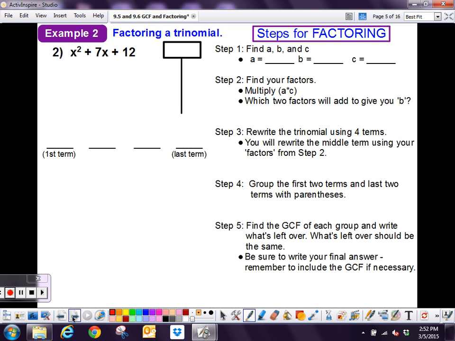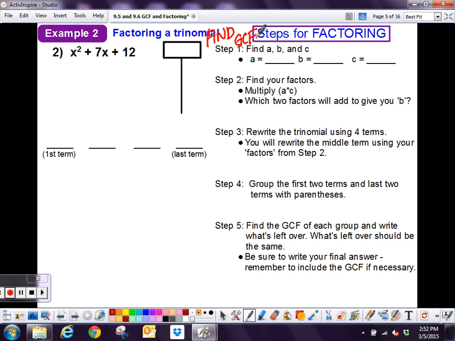Now, I know it says step 1 says find A, B, and C. I'm going to add a step before that because we need to find our GCF first. So I want you to write that down. The first thing that we actually need to do is find the GCF on all of these. You might not always have one, but you might sometimes. You have to make sure you take that out.